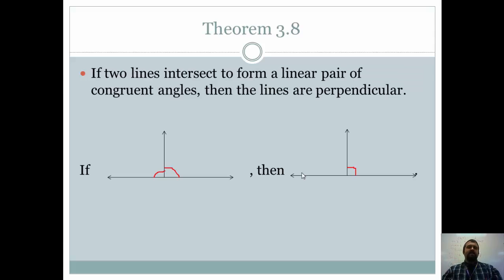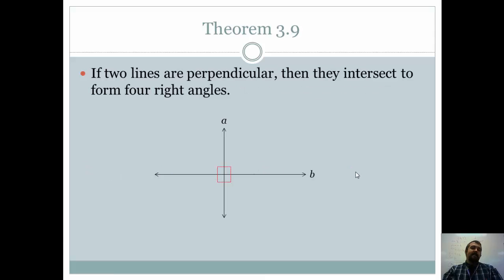The first one is theorem 3.8, no name, but it says if 2 lines intersect to form a linear pair of congruent angles, then the lines are perpendicular. So if I see something like this, a linear pair, 2 angles forming a straight line, and they are both congruent angles, well then I know that this line is perpendicular.